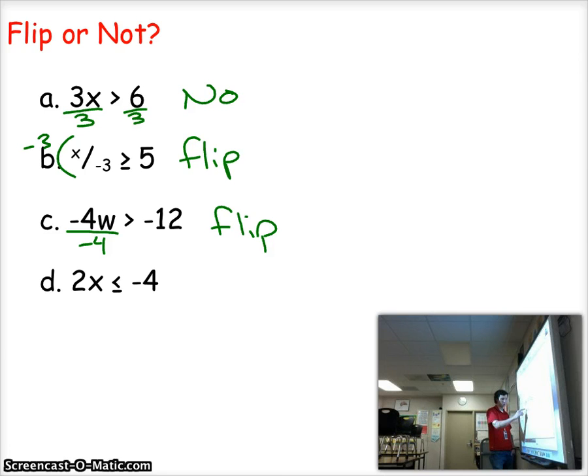And the last one, we have 2x. Notice there's a negative over here, but we're dividing by 2. So since we're dividing by a positive, this would still be a no flip, keep the same sign.